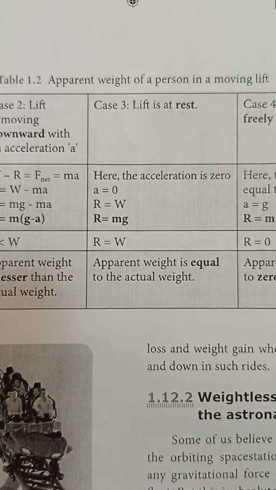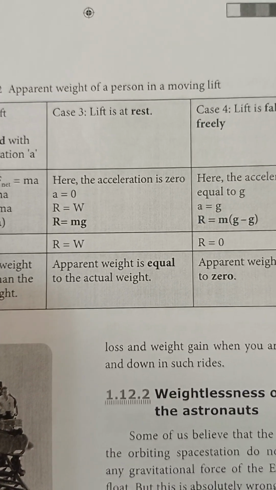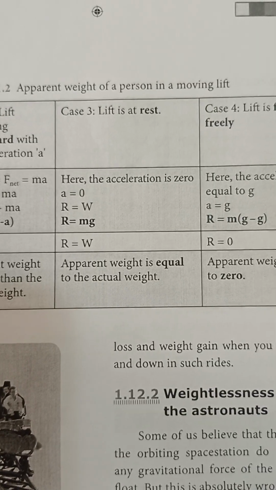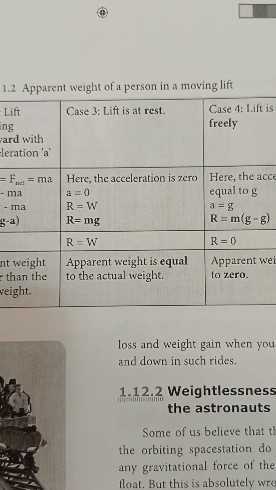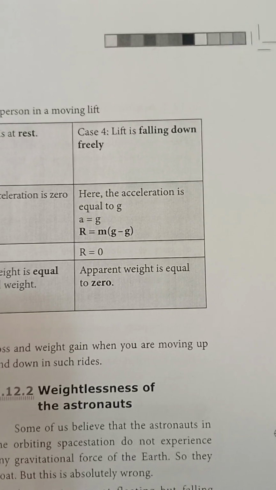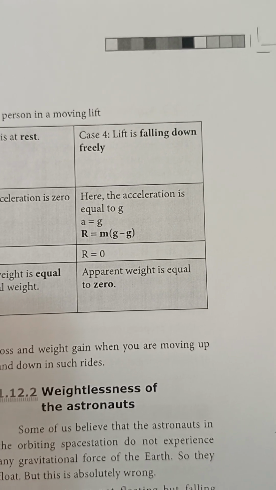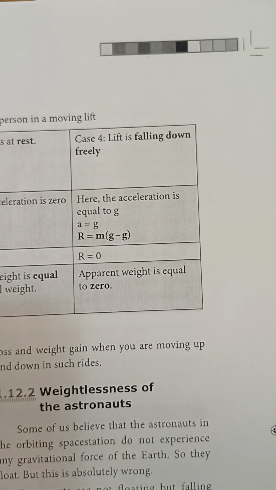mg plus ma or mg minus ma. So here a is 0. When the lift is at rest, the apparent weight and the actual weight are the same. When the lift is falling freely without any acceleration, then the apparent weight is 0. So this is the state of weightlessness.